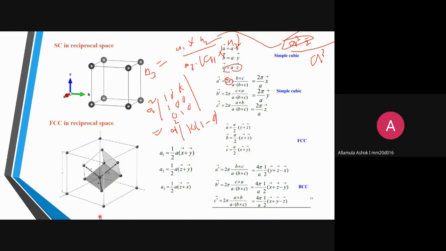Similarly, for FCC, the primitive lattice translation vectors for FCC are three face centers. This is 1, 2, 3. A1 is half of XY plane, A2 is half of YZ, and A3 is half of ZX. The primitive unit cell for FCC is an octahedron. If I do the same thing, B1, B2, B3, I calculate for FCC, and it is going to be half of y plus z minus x, plus z minus y, and x plus y minus z. These are the primitive lattice translation vectors of BCC in real space. Therefore, FCC in real space is going to be BCC in reciprocal space.